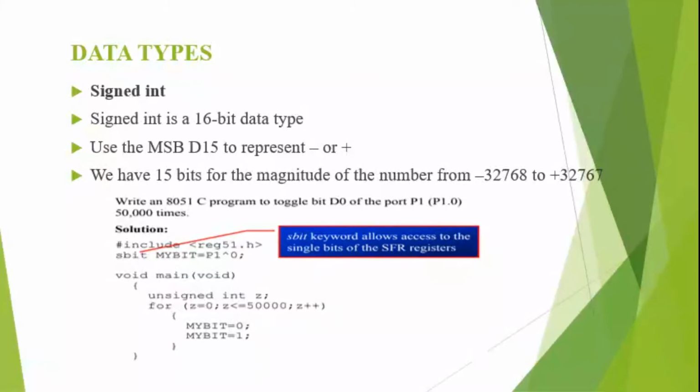And then in the main function we have declared a variable z as unsigned int. Since the D0 bit has to toggle 50,000 times, we are using a for loop, and in each iteration of the for loop the P1.0, that is the D0 bit of port 1, is toggled. So it is assigned to my bit variable. My bit variable is assigned 0 value and 1 value in the for loop, and this will toggle the D0 bit 50,000 times.